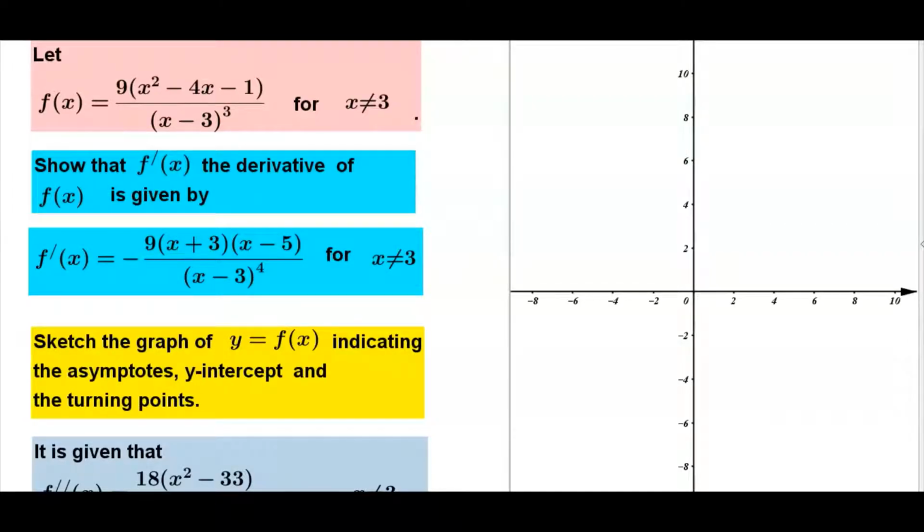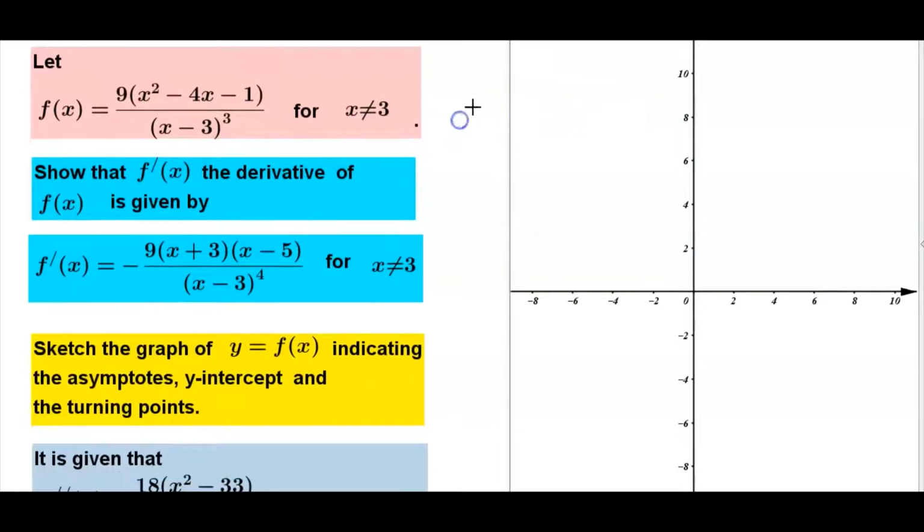2019 August, Combined Maths 1, Calculus, Drawing Graph. Let f(x) is equal to 9(x squared minus 4x minus 1) over (x minus 3) to the power 3 for x not equal to 3. Show that f dash x, the derivative of f(x), is given by f dash x is equal to minus 9(x plus 3)(x minus 5) over (x minus 3) to the power 4 for x not equal to 3.